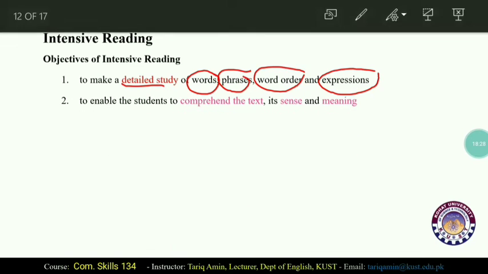To enable the students to comprehend the text, its sense and meaning. When you read a text intensively, it helps you understand the meaning, the sense of the text. You comprehend a text completely when you apply the strategy of intensive reading.